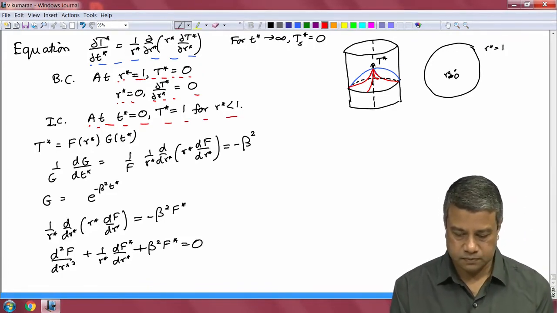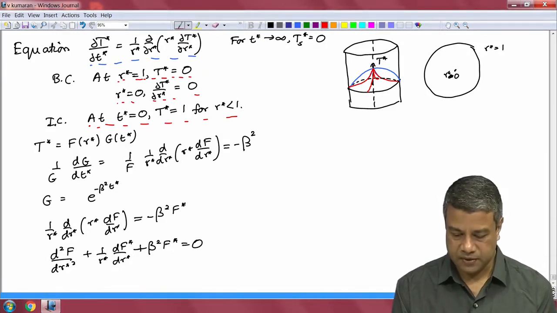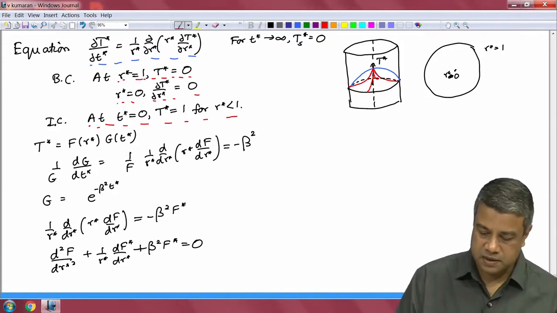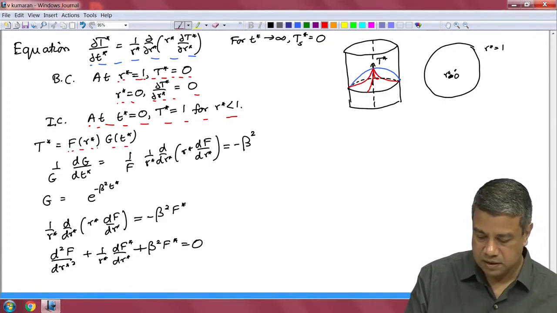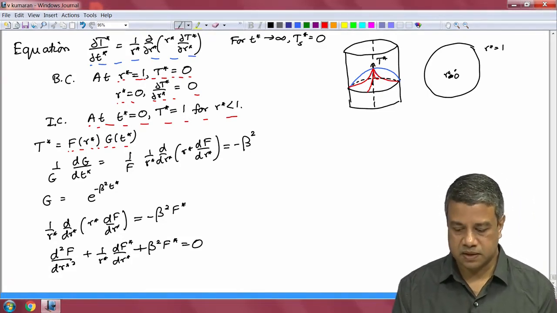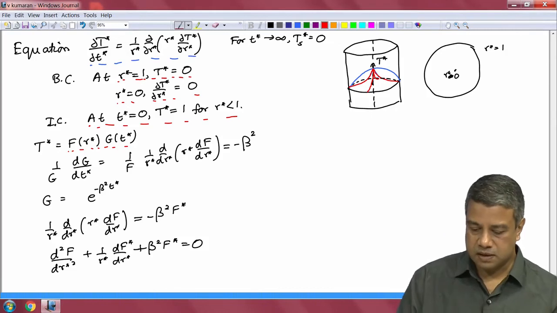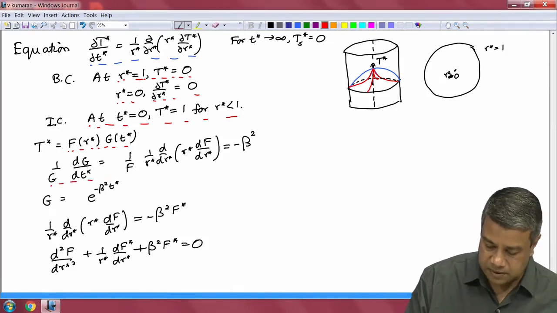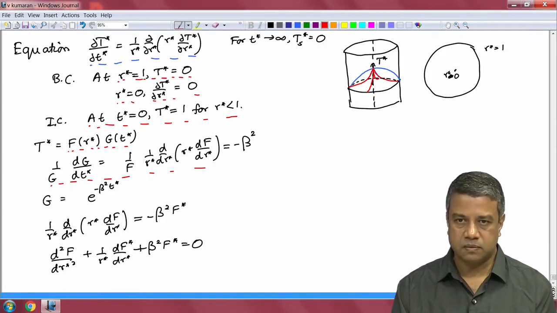We had formulated the separation of variables problem. Write the temperature as the product of two functions, one a function of r, the other a function of t. Substitute into the conservation equation and divide throughout by f times g, and then you will get an equation in which the left side depends only upon time, the right side depends only upon r, and therefore, both the left and the right have to be constants.